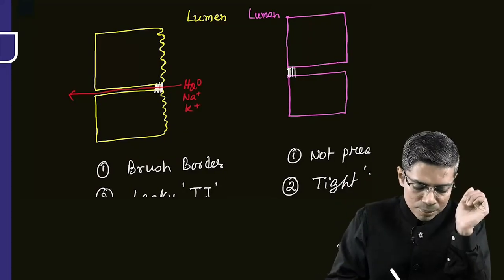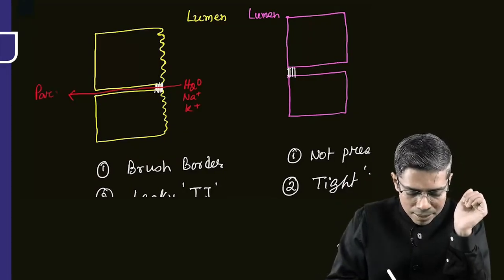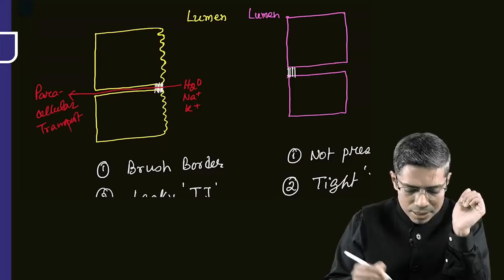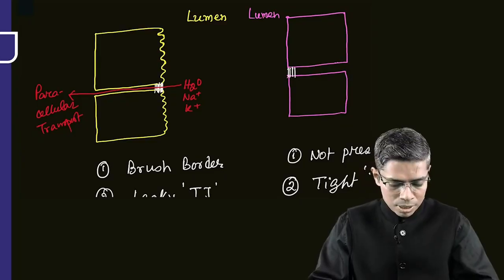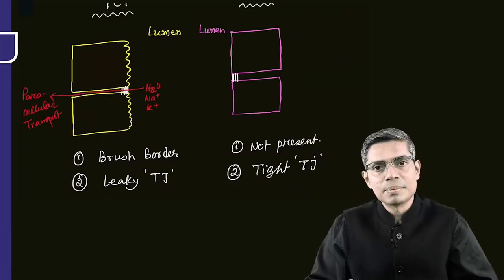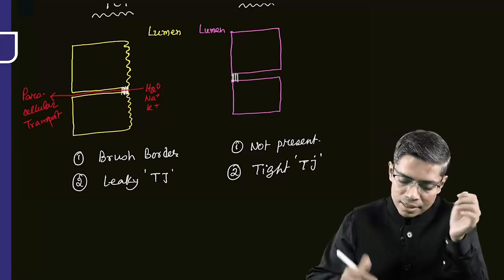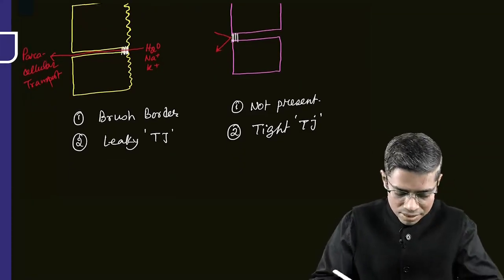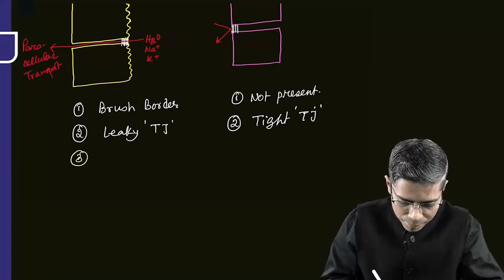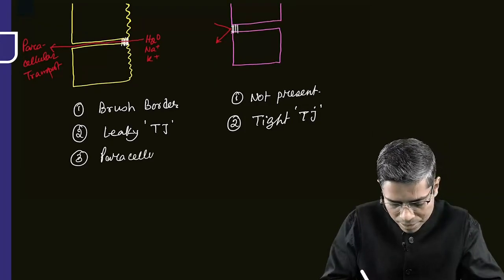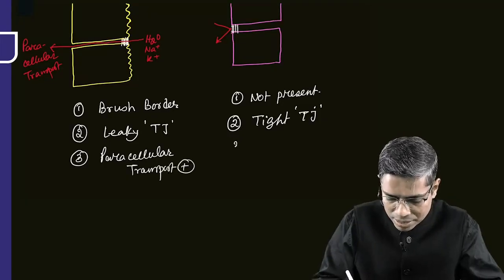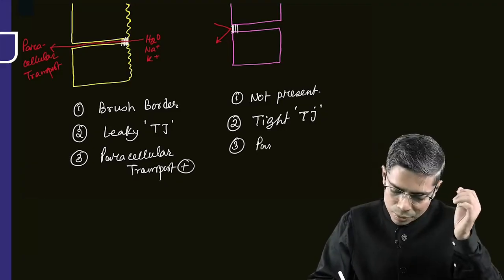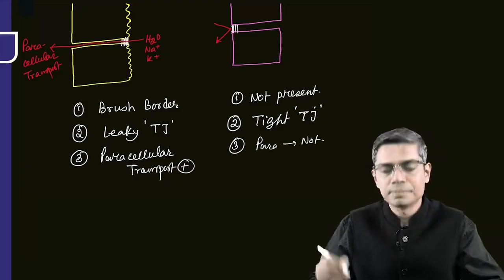This kind of transport or reabsorption is known as paracellular transport. But if you look at the collecting duct epithelial cell, the tight junction is so tight that this kind of paracellular transport is not possible. So that is the third difference between these two: paracellular transport is possible in the proximal tubule, but in the collecting duct, paracellular transport is not possible, right.